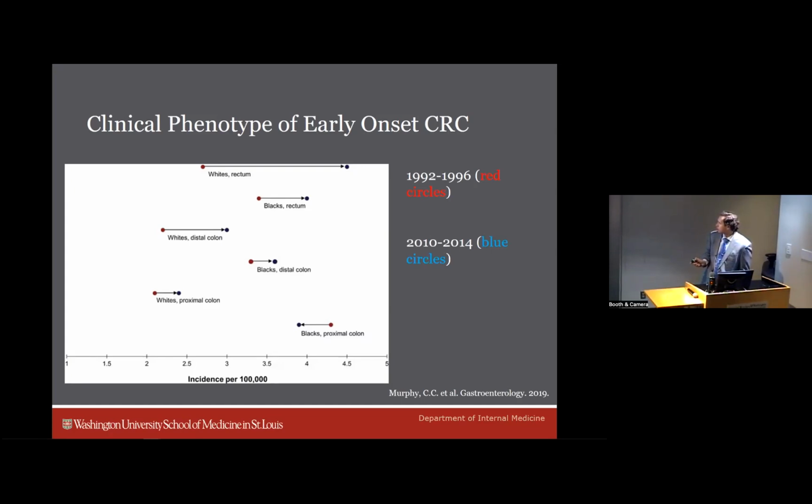And this is a comparison, some pooled data with the red circles representing 1992 to 96, and then jump forward to kind of after this increased incidence started, with the blue circles representing 2010 to 2014.